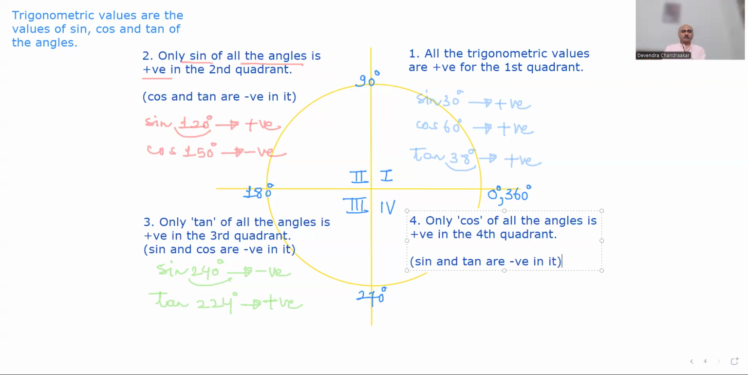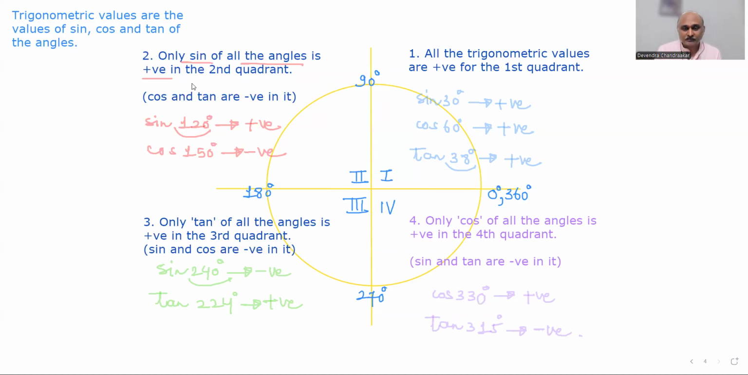Now all of you are aware about this, right? Let's take a few examples here. So it is cos 330 degrees. All of you tell me, positive or negative? Positive. Very good. Tan 315 degrees. Positive or negative? Negative. So you got it, right?